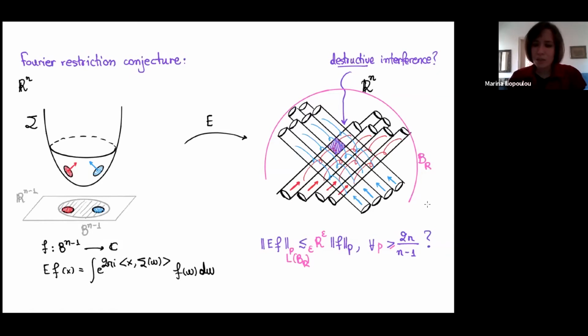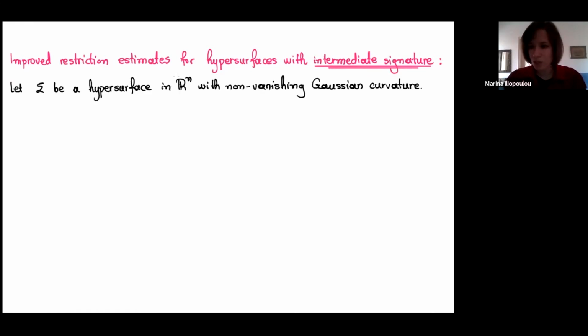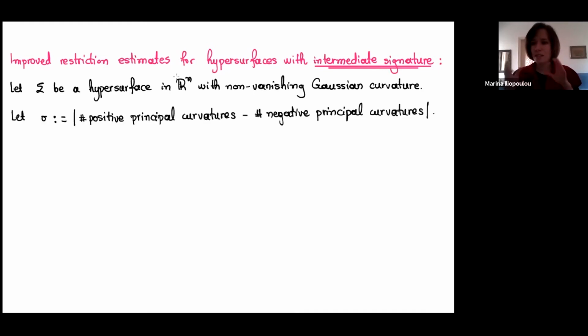Right, so part of what we're proving is improved restriction estimates when the surface is a hyperbolic paraboloid. So here is one of the results. We are taking any surface of non-vanishing Gaussian curvature, just like the restriction problem says. And we're looking at the difference between the positive curvatures and the negative curvatures, principal curvatures at any point. That is the signature of the surface. And for such surfaces, we provide improved restriction estimates as long as sigma is not minimal or maximal.